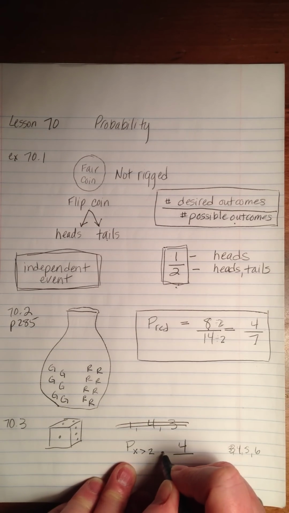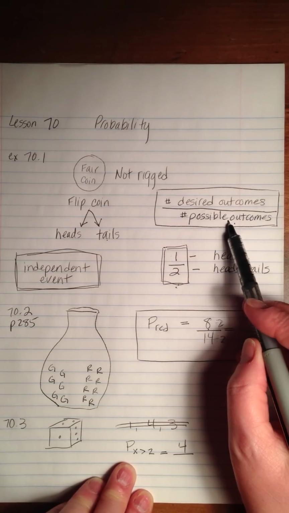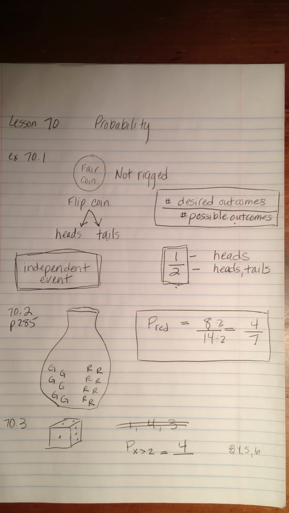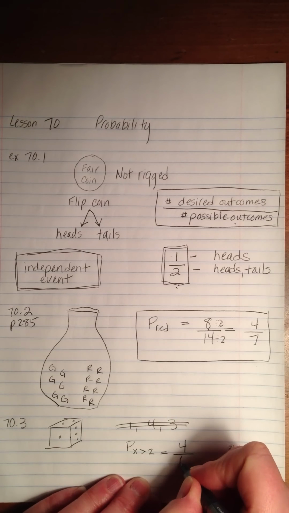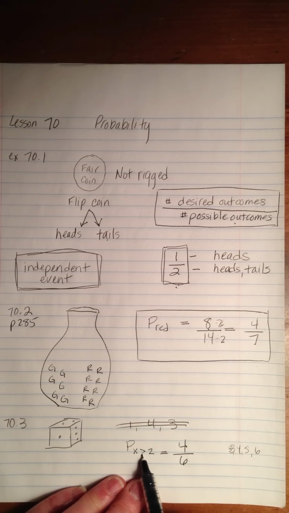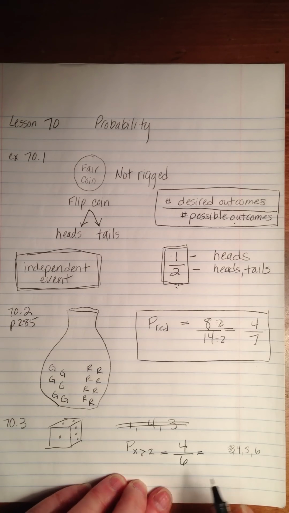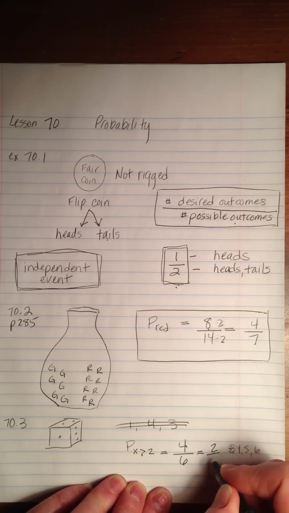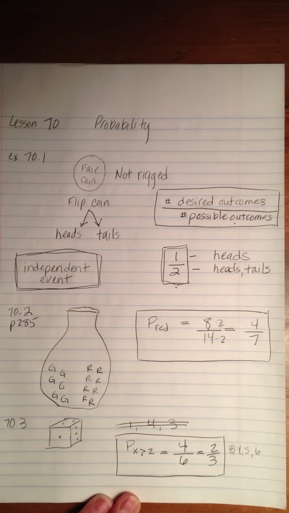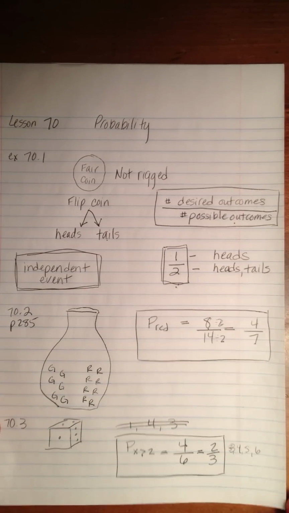And what are the total number of possible outcomes when you roll a die? You can get a 1, or a 2, or a 3, or a 4, or a 5, or a 6. So that's 6 different numbers that you might get. 4 of them would meet our qualification here. So the probability of getting a number greater than 2 on a roll of the die is 4 over 6, which can be reduced to 2 over 3, and there's your answer. Beautiful, right?